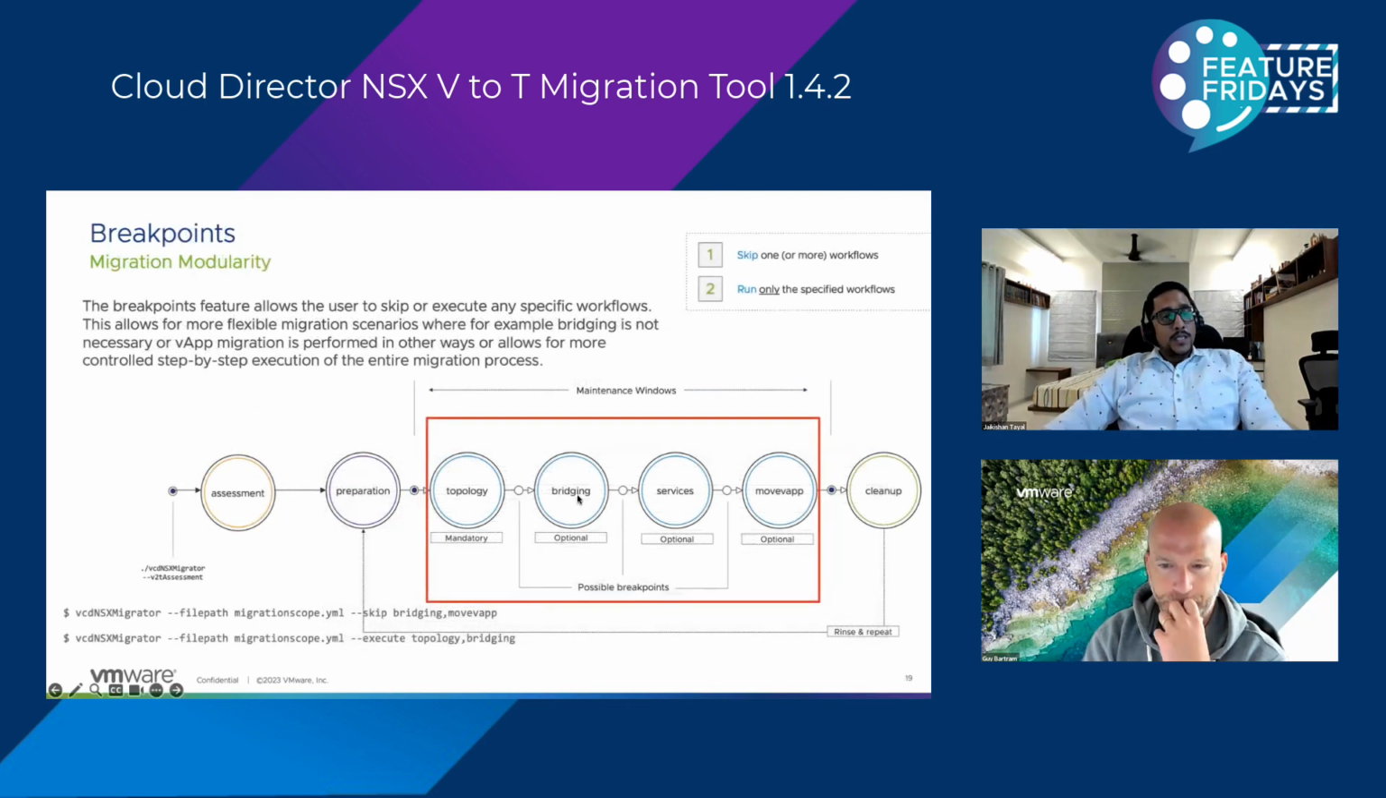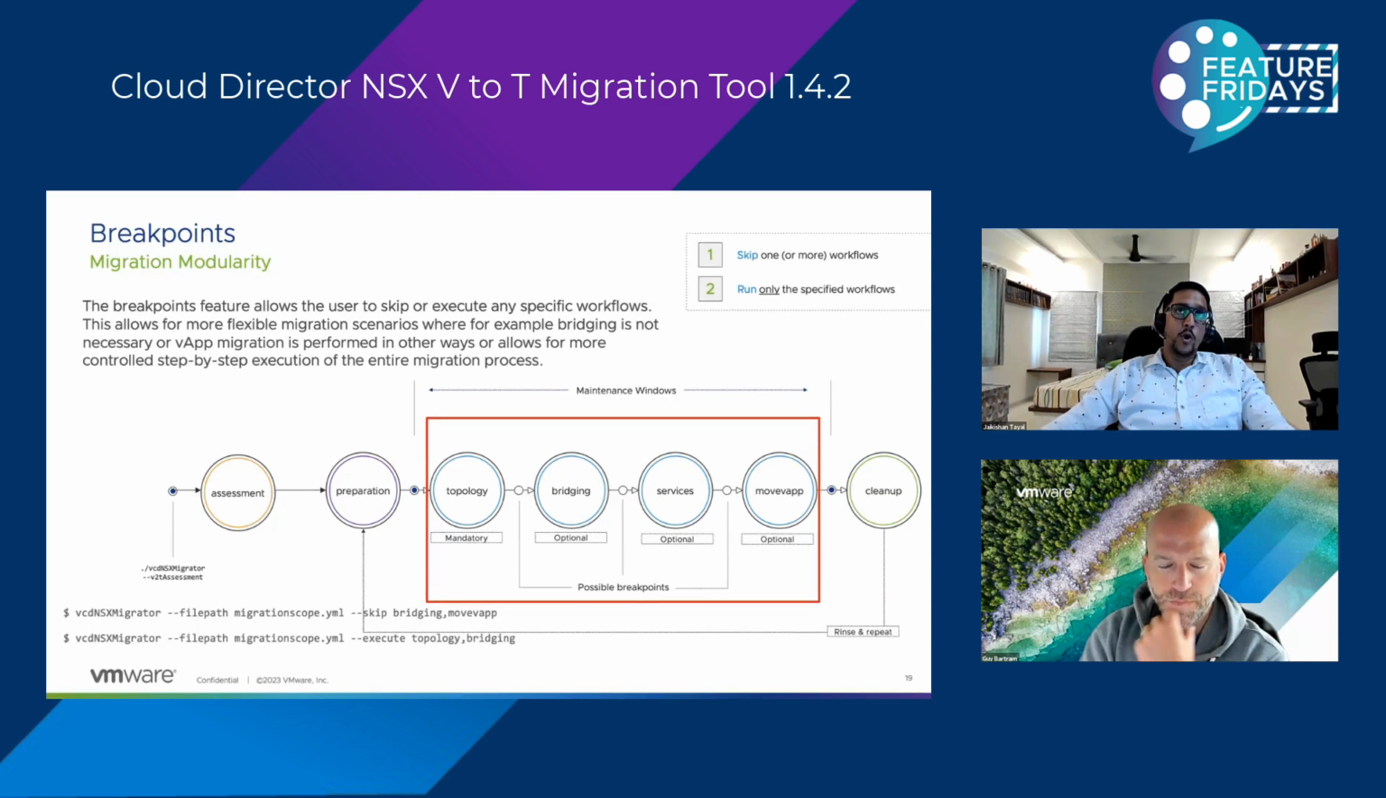Second breakpoint is bridging. Third is services. Fourth is move vApp. This is the breakpoint where the actual virtual machines are moved using the move API. All right, so this is all about breakpoints, and the command is what you see here. Either you can skip a breakpoint or you can execute a breakpoint, depending on its importance. Topology is important; the rest can all be optional.